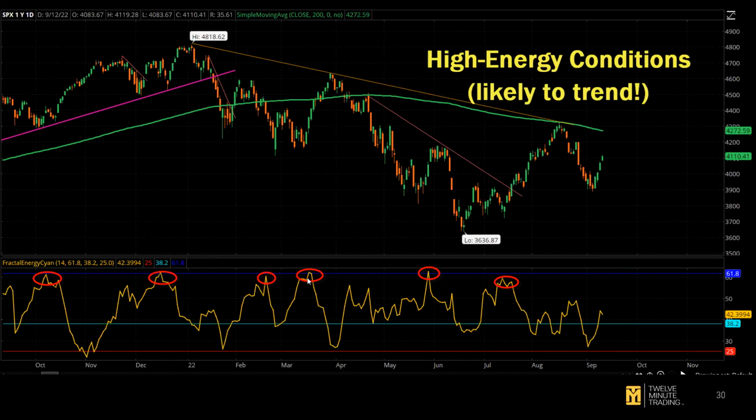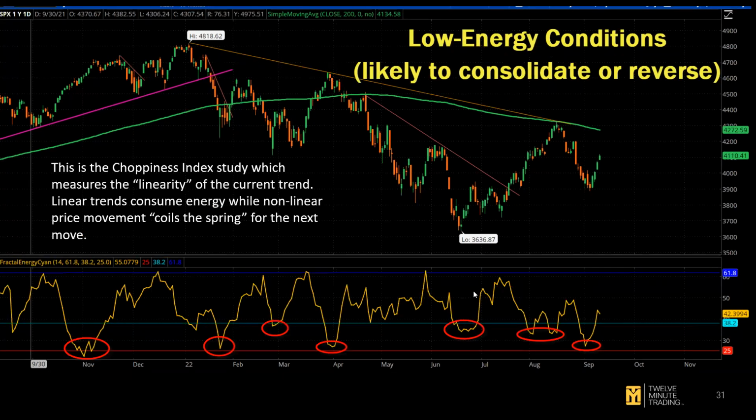These are high energy conditions where we have a full tank and this thing's about ready to pop. And then we have the converse of that, where we have exhaustion.